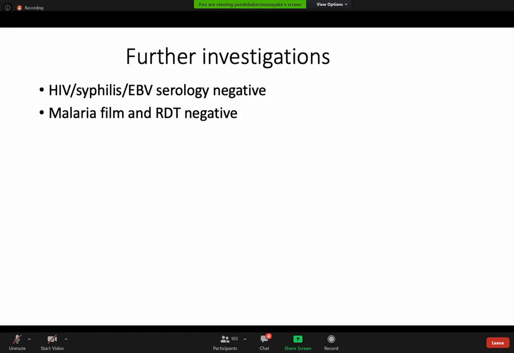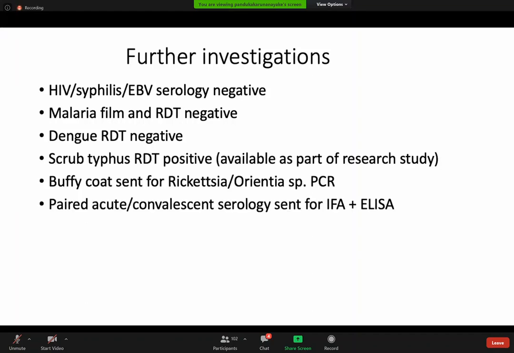Next, please, Dr. Panduka. Depending on whether this patient has been traveling, etc., you must consider malaria in your differential diagnosis for an acute undifferentiated febrile illness, and the malaria film and rapid diagnostic test was negative. Next, Dr. Panduka. The dengue rapid diagnostic test, which is a combination of the NS1 antigen and antibodies, was also negative. Next, please.